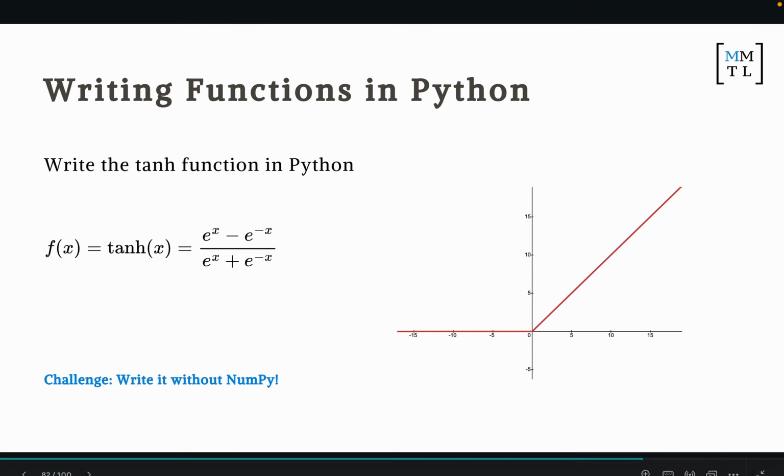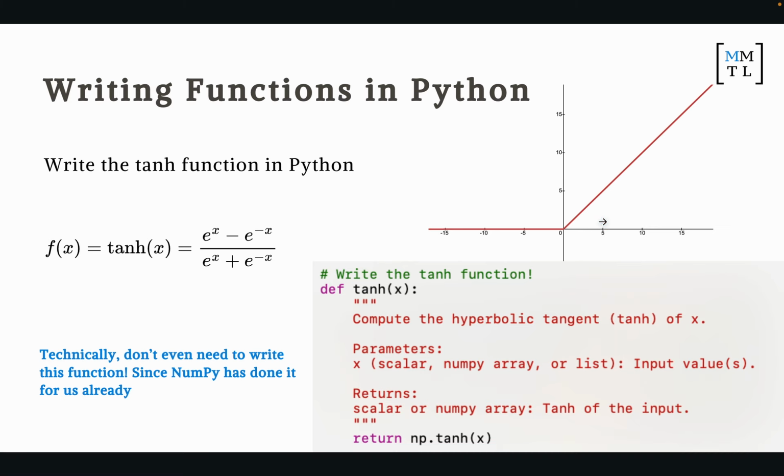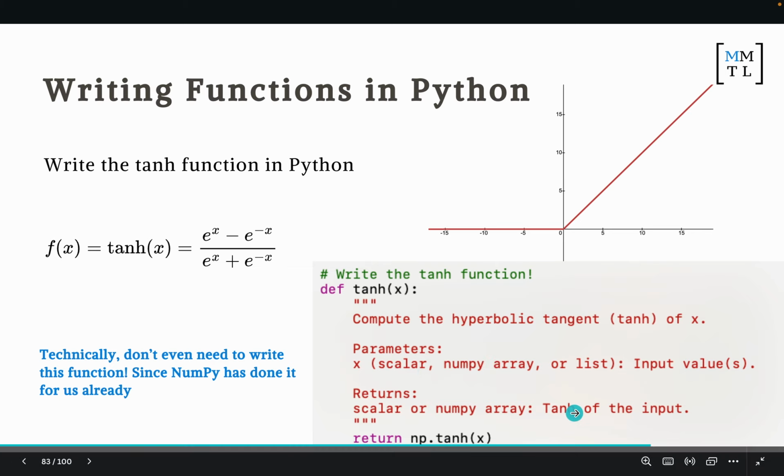How many levels of abstraction you can have. Now, there's actually no point writing this function because NumPy does it for us. Your function returns an np.tanh, so you might as well just do np.tanh in the first place rather than your function called tanh, right? But just for the sake of argument, this is a hyperbolic tangent function of x. The parameters are scalars and arrays, and it returns the tanh of the input.